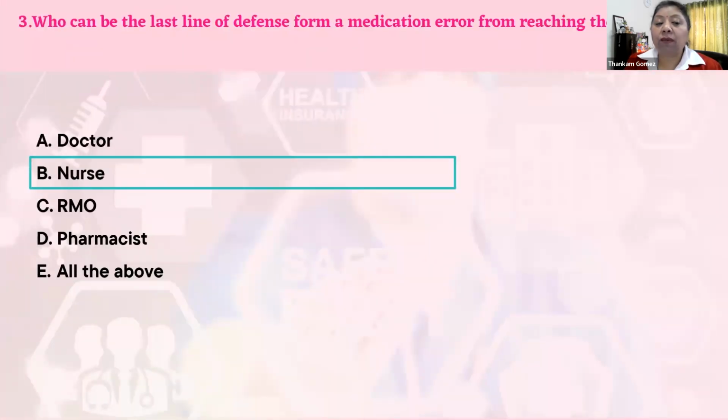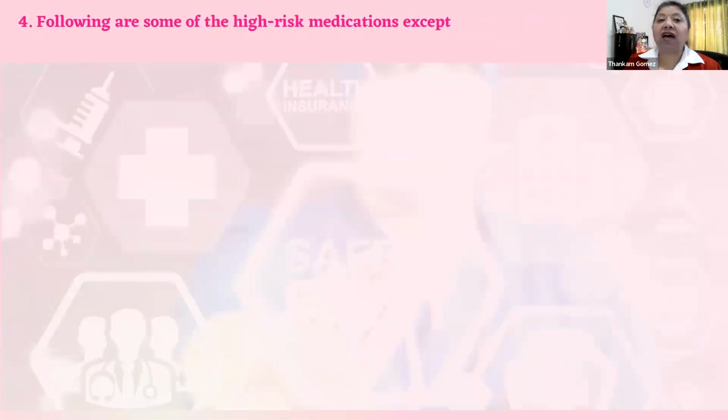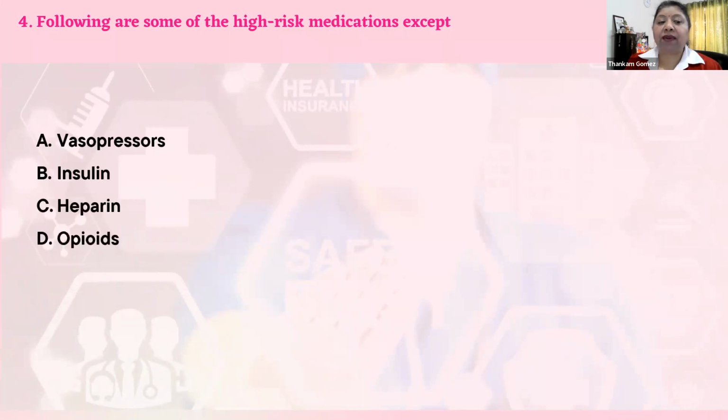Others do have a role, but then they are not the last one standing beside the patient. Following are some of the high risk medications: vasopressors, insulin, heparin, opioids, diuretics. There are high risk, medium risk, and low risk medications. So which are the high risk medications?